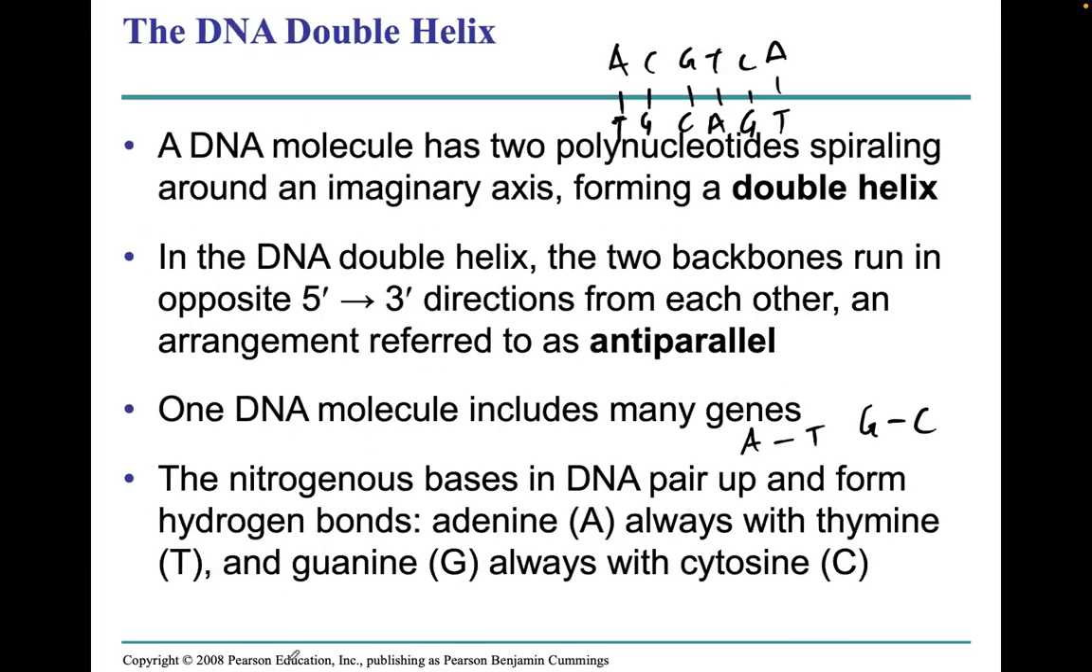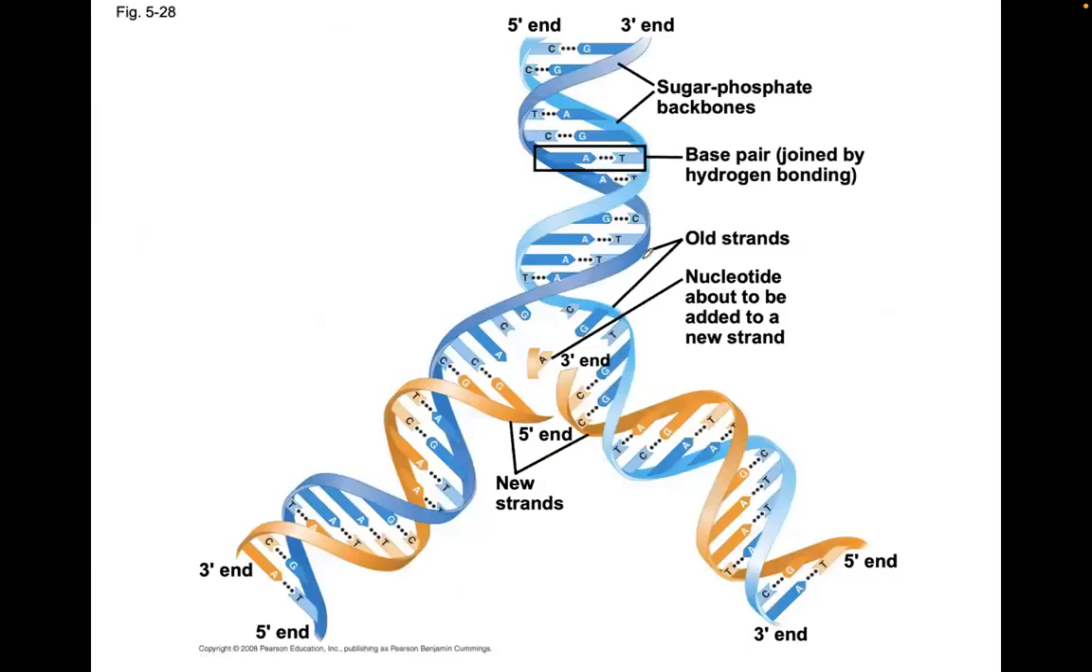As we mentioned before, the old strand's nucleotides are about to be added to the new strand. When you want to grow new genes, you have a 3' and a 5' end. These are all strands. The old strands will unwind, and when they unwind, they will form two new ones from the same DNA.